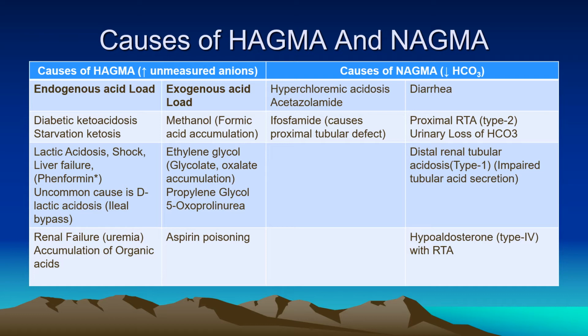Now, another cause of endogenous acidemia causing high anion gap metabolic acidosis is renal failure, where there is accumulation of organic acids. Among the exogenous causes of HAGMA are poisoning, toxins, methanol, ethylene glycol, propylene glycol, and uncommonly 5-oxoprolinuria. Aspirin poisoning is again an important cause.